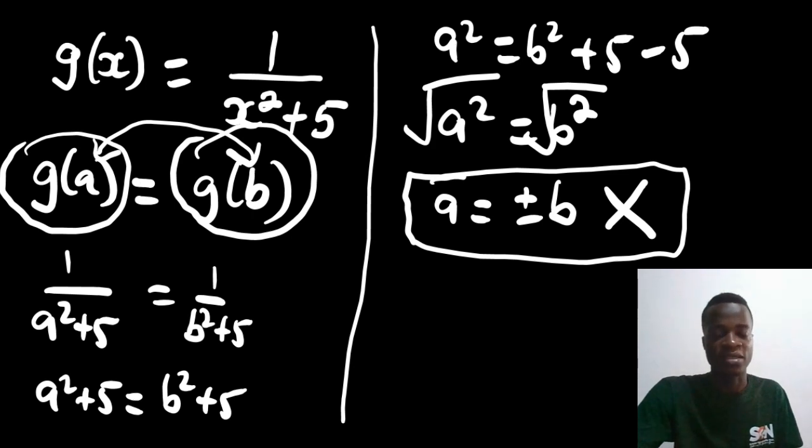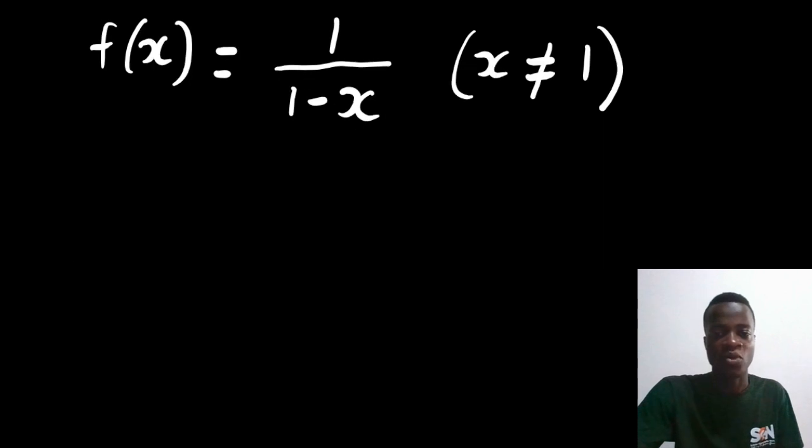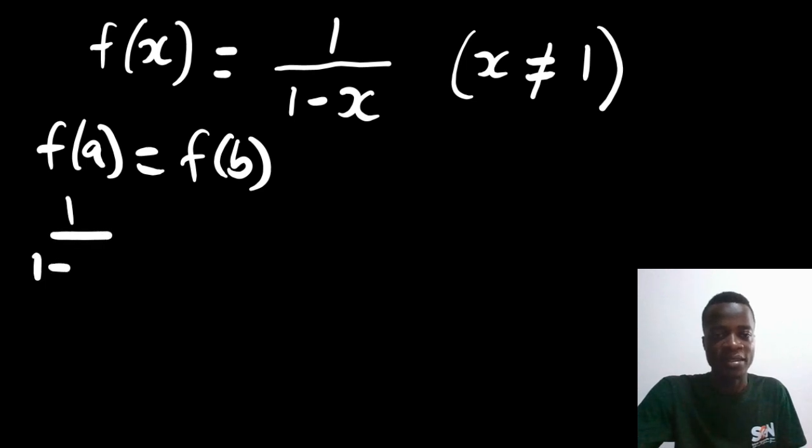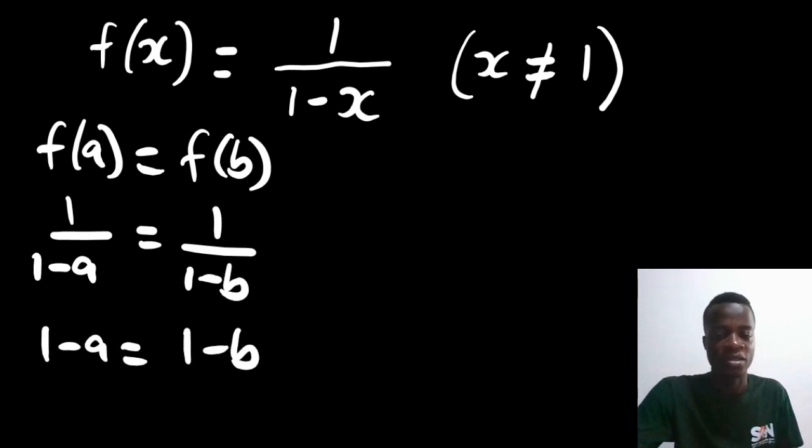So we just use the idea of sets. Let's solve this last one. Let's prove if this one is a one-to-one function. You can try it alongside with me. f of a is equal to f of b. If this is true, then when we expand, 1 over 1 minus a will be equal to 1 over 1 minus b. If you cross multiply, you have 1 minus a is equal to 1 minus b.